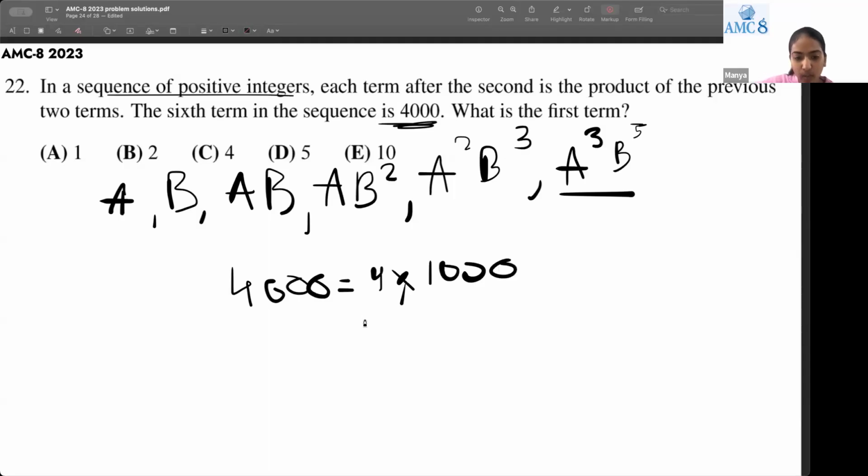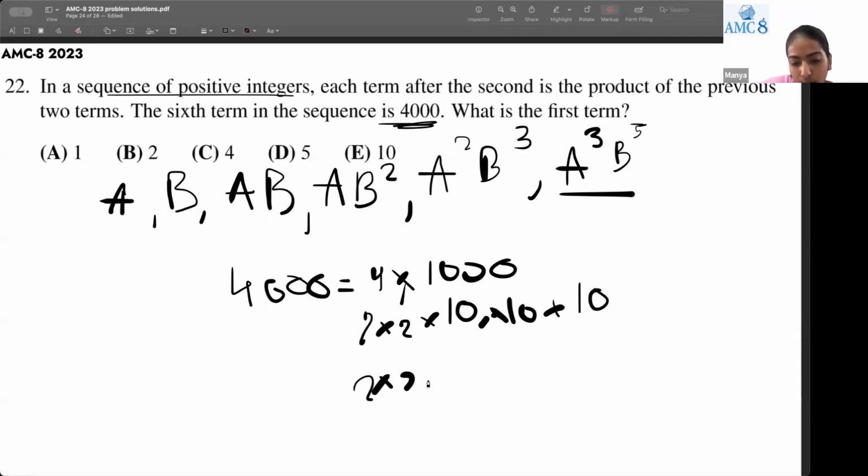And we can just simplify this, and we're going to be getting 2. 4 is represented as 2 times 2, and 1,000 is represented as 10 times 10 times 10. Now we can prime factorize this, and we should be getting 2 times 2 times 2 times 5, because 2 times 5 is equal to 10, times 2 times 5 for another 10, and finally 2 times 5 for the last 10.